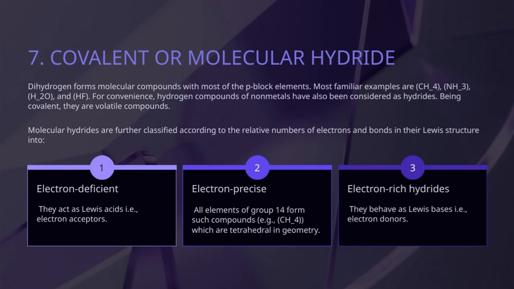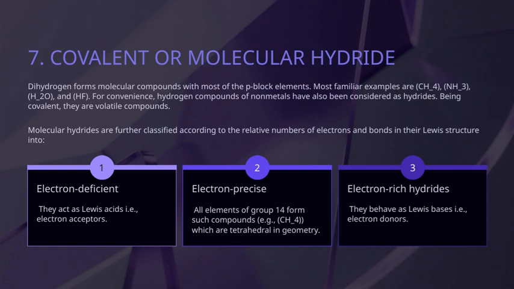Lastly, when we talk about covalent or molecular hydrides, we're referring to compounds where the bonding involves shared electrons, forming molecules rather than ions. Understanding these distinctions helps us grasp their chemical behavior and reactivity within the broader context of hydride chemistry.